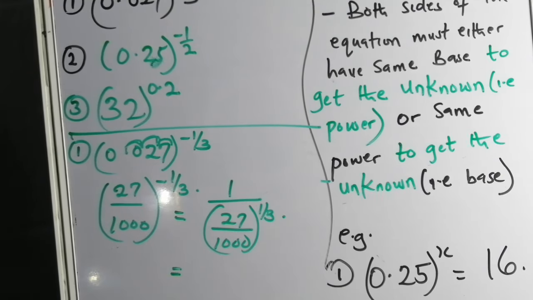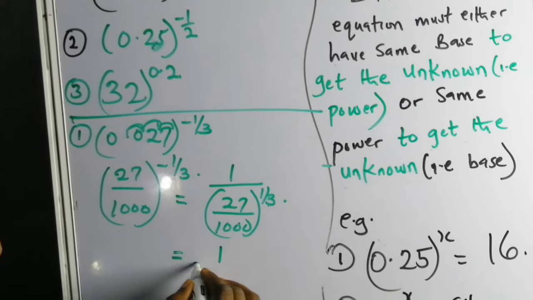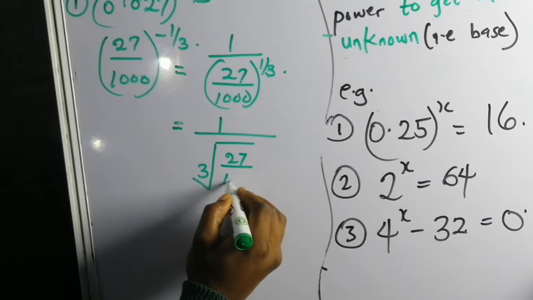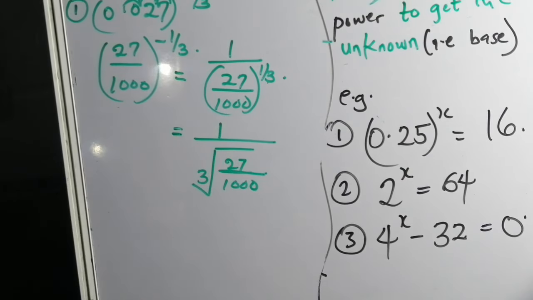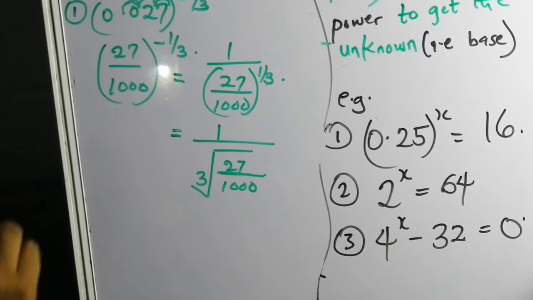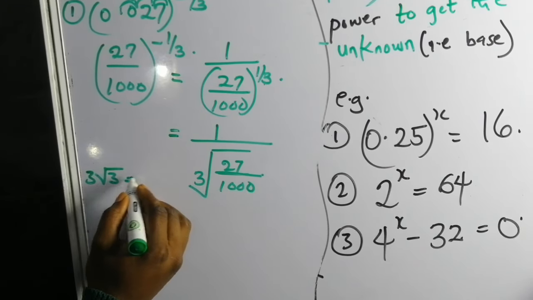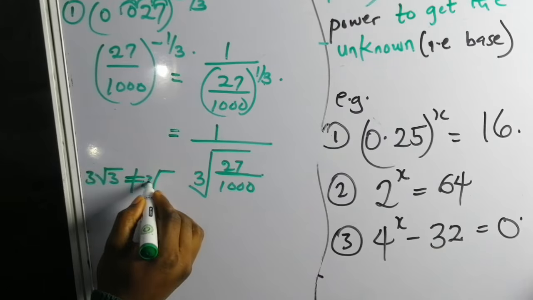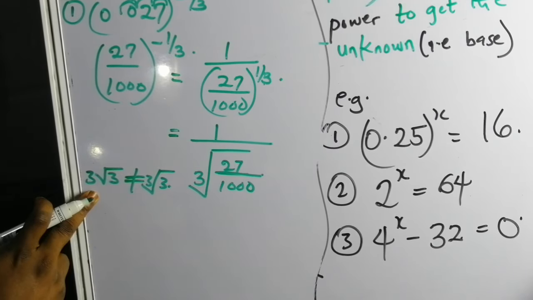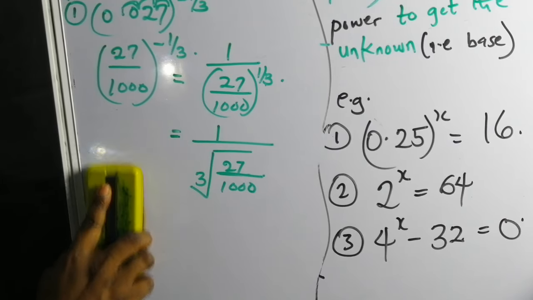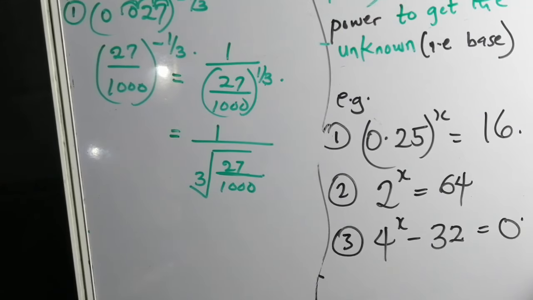So this is another law, the fractional index law. This one is the same thing as saying the third root of 27 over 1000. Like I said, the 3 root is not the same thing as saying third of something. This is third, but this one is third root. Please do not mix it up. I've mentioned it over and over again because in indices it's third root, not third.